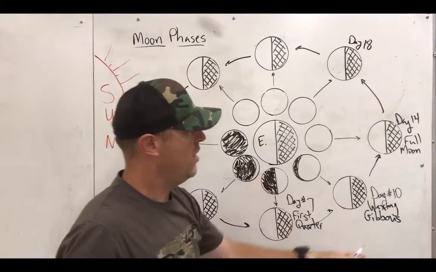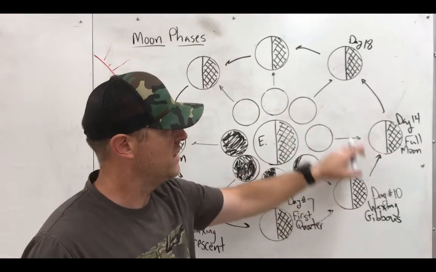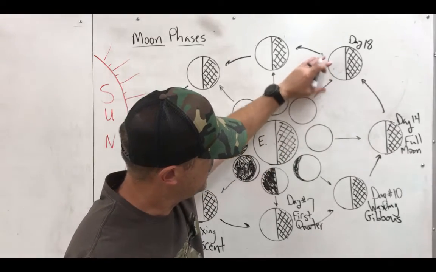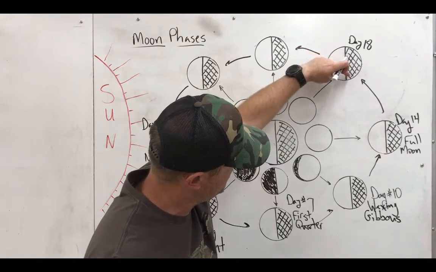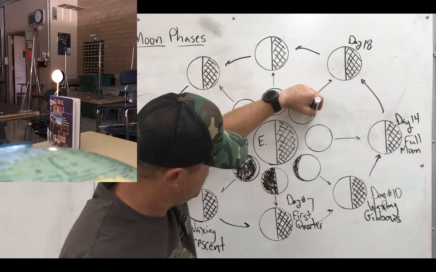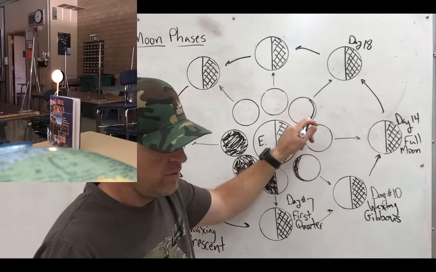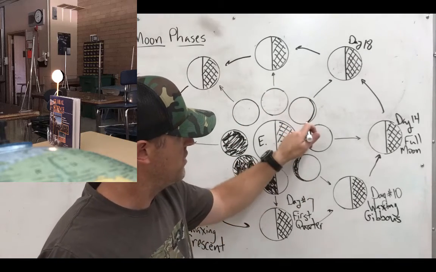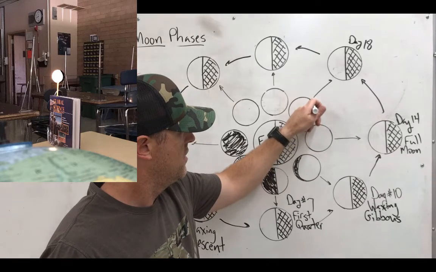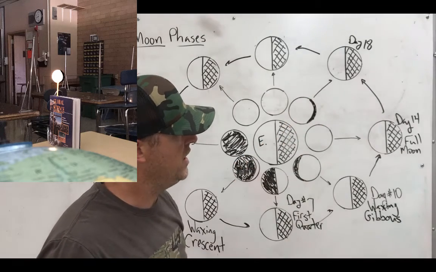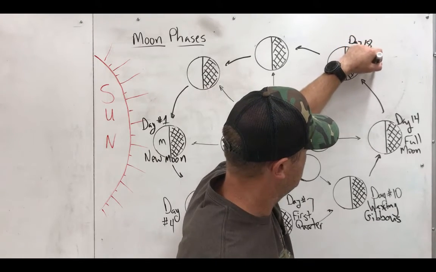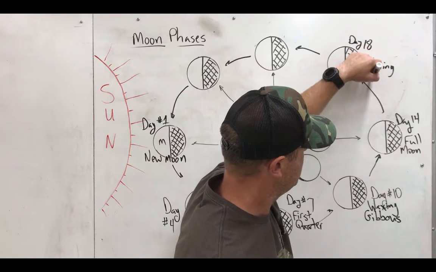Okay, now instead of waxing, the light is actually starting to go away. And so if you guys can kind of see this, we would see all of this, and we'd see this little part of the shadow over here. And so we would see basically the reverse of this. Okay, so we have a little sliver of darkness on the right-hand side. So this is called a waning gibbous moon.